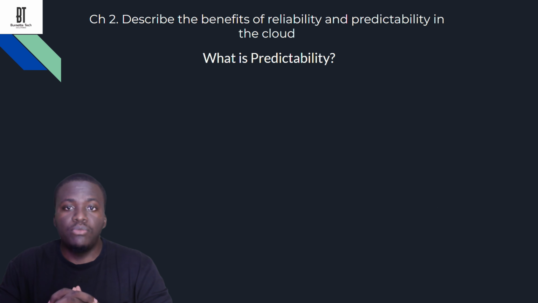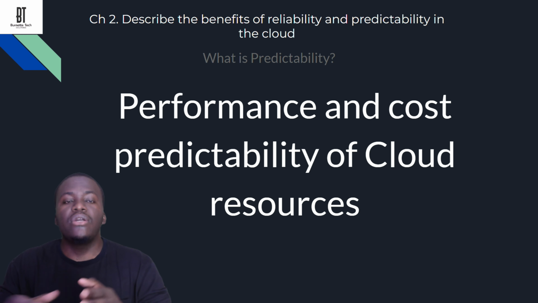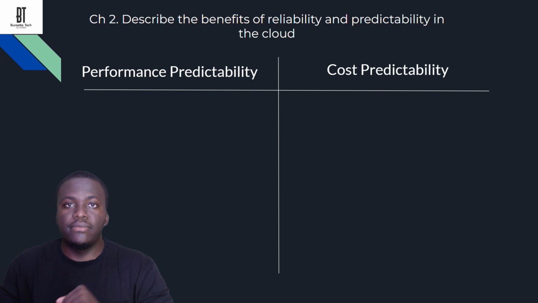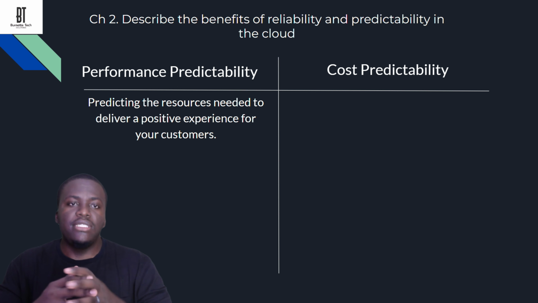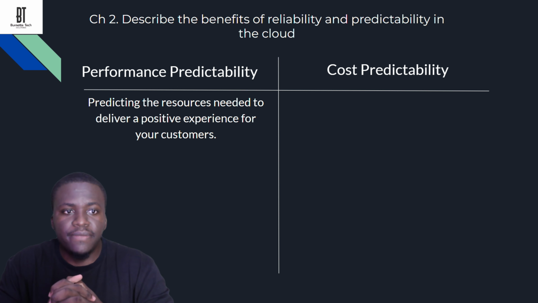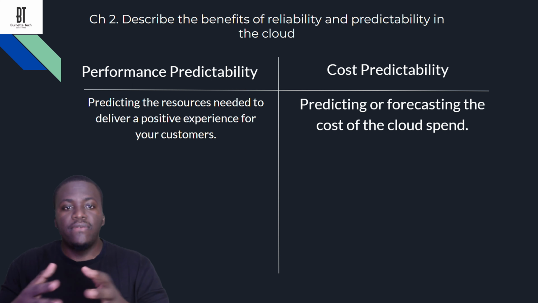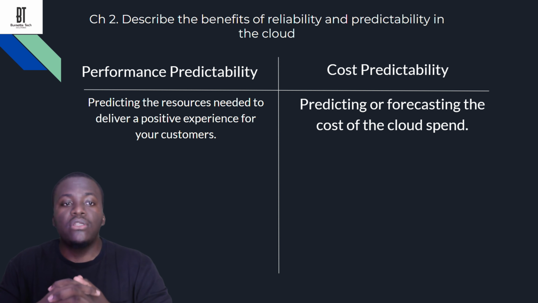When we're talking about predictability, we're really talking about the performance and cost predictability of your cloud resources. If we take a look at performance predictability and cost predictability more closely, we will see that in performance predictability, you can predict the resources that you need to deliver a positive experience for your customers. With cost predictability, you can predict or forecast the cost of your cloud spend.